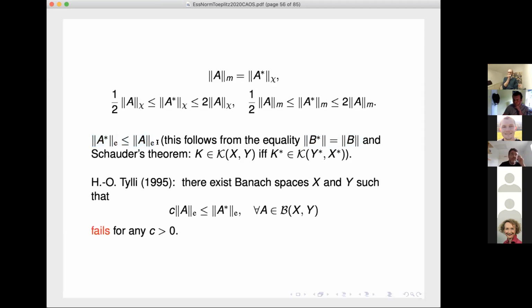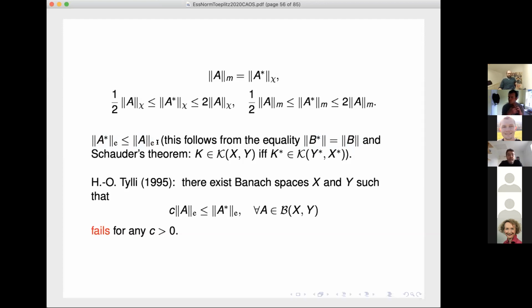So Tylli, in 1995... the stuff about measures of non-compactness, you can say, well, I'm not interested in this stuff. This is esoteric stuff. But the essential norms are not an artificial creature, they're here. If you do operator theory, you very often deal with them, even unknowingly. And it's very surprising that you don't have the dual property here.